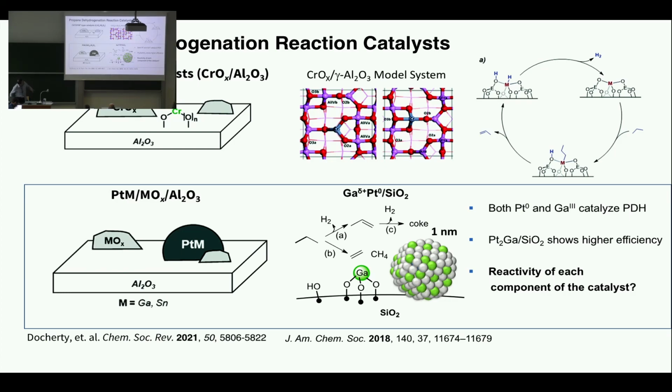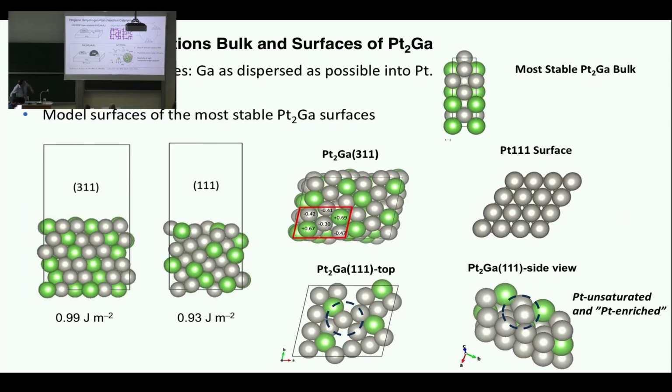I think I will skip this part of describing this system. The idea here was first to go to the static level and evaluate the effect of introducing gallium into the system in comparison to pure platinum, which is also known to be active for this reaction, although much less selective, so it forms much more coke. We tested the most stable phase of platinum to gallium. One interesting aspect is that when you put gallium into the platinum, the system becomes much more amorphous-like.